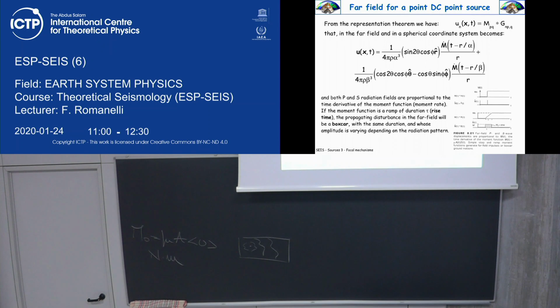Good. But in a more realistic fashion, it's going to take some time to slip. With maybe some wiggles here, but okay, let's take it as a ramp function. Good. Then the time derivative is a box. It's a box that is lasting that amount of time. That time is called rise time. Okay.